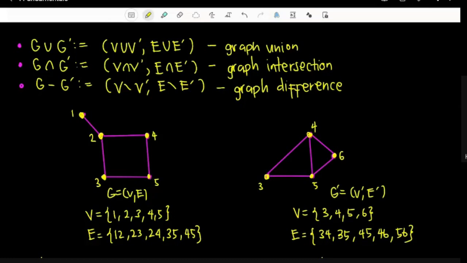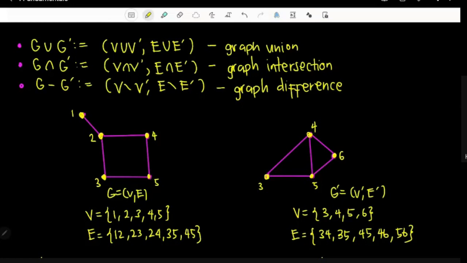Okay. So, how do we combine graphs? These are graph operations. So, we have graph union. The graph union is simply the union between the vertices and the edges. So, if you have two graphs, G and G prime, the union is simply the union of the vertices and the union of the edges. So, that's the graph union.